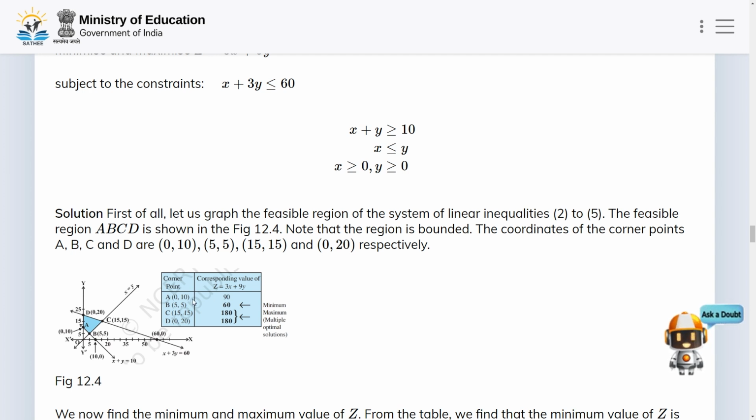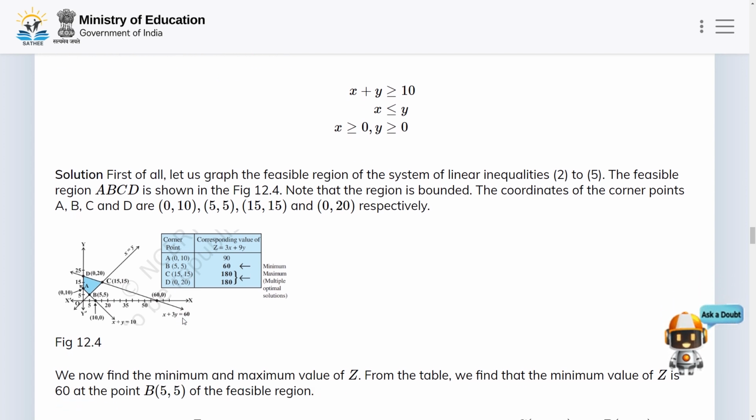Now find the corresponding values of the objective function. At corner A you will have 90, at corner B you will have 60, at corner C you will have 180, at corner D you will have 180. So the minimum value is 60 occurring at (5, 5). The maximum value is 180 occurring at 2 points, (15, 15) and (0, 20). Here it is already given that x must be less than y, so x must be less than y, or can even be the same as y. So C and D will give you the maximum output. It follows this.